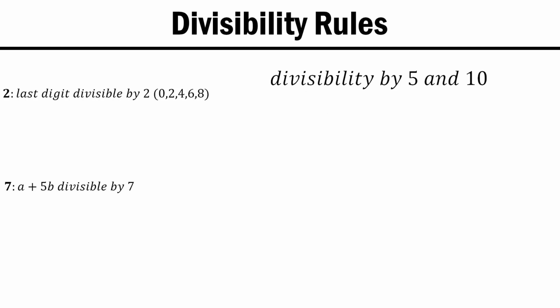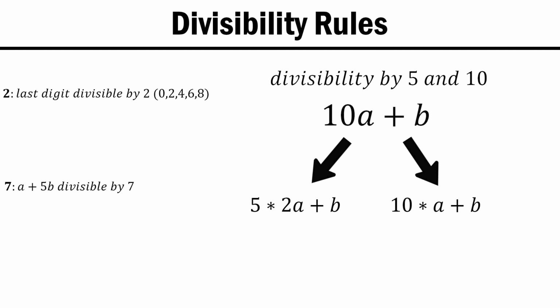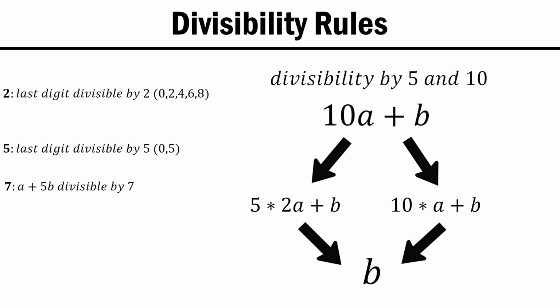The same logic, by the way, can be used for 5 and 10. They will also always divide 10a, and therefore a number will only be divisible by 5 or 10 if its last digit is. For 5, this means the last digit must be a 0 or a 5, and for 10, it can only be a 0.